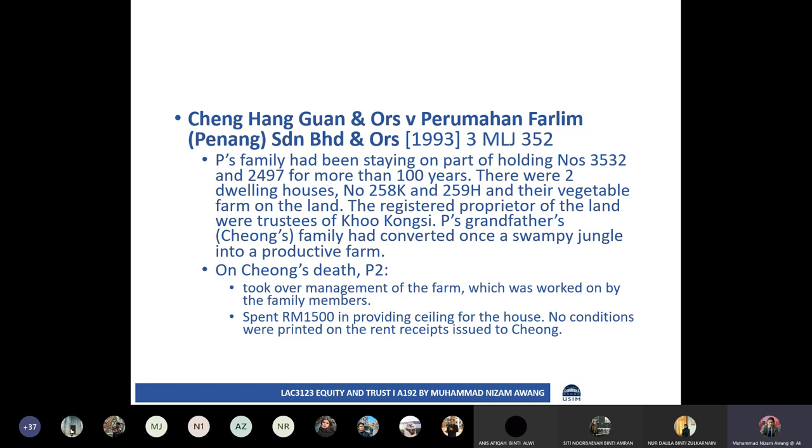The plaintiff's grandfather, who is Cheong's family, had converted the swampy jungle into a productive farm. So when Cheong died, plaintiff number two took over the management of the farm, which was worked on by the family members. He spent 1,500 to build a ceiling for the house, but there were no conditions printed on the rent receipt issued to Cheong. So they spent money because there was actually assurance by the proprietor, by Ku Kong Si, that they can stay on the land as long as they want, based on the promise made by the proprietor.